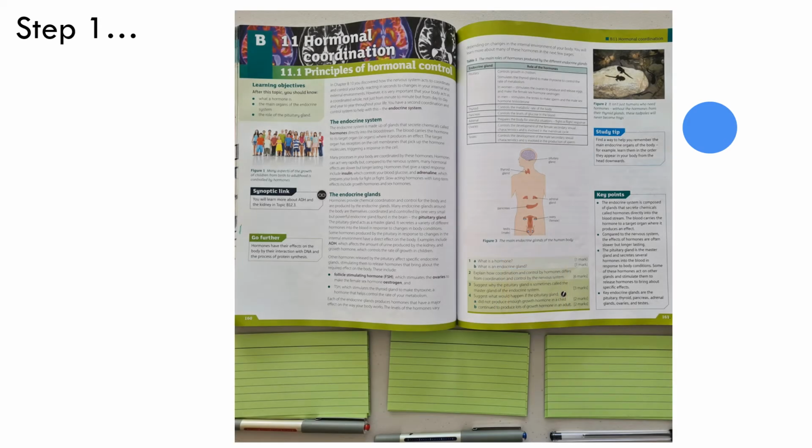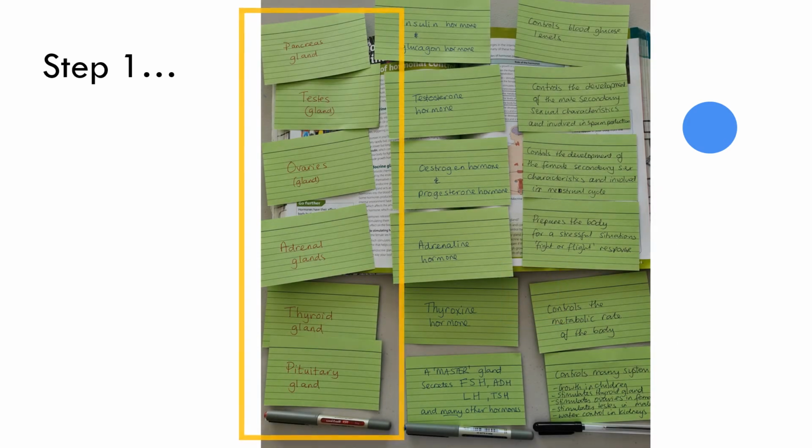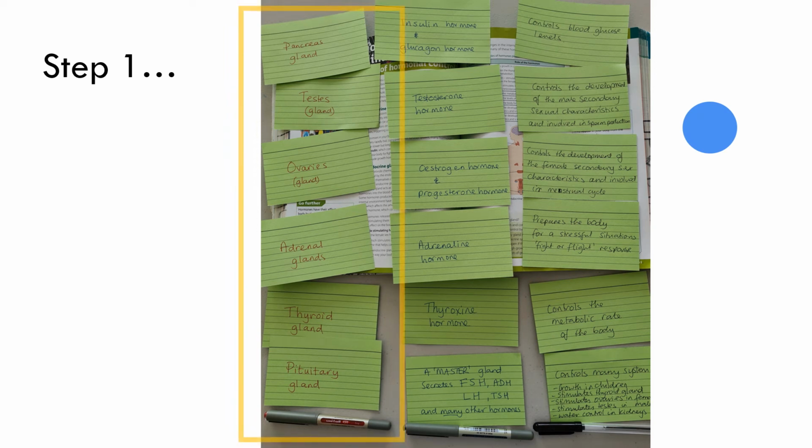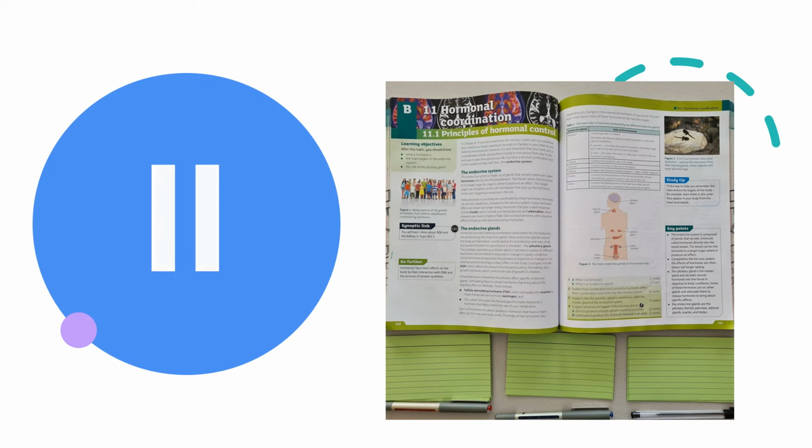First, write the main glands of the endocrine system on individual index cards using your source of information to guide you. Press the pause button so you can do this now.